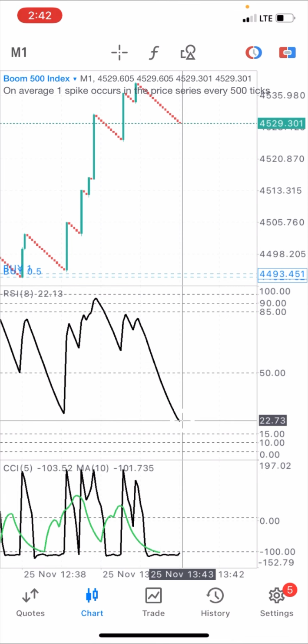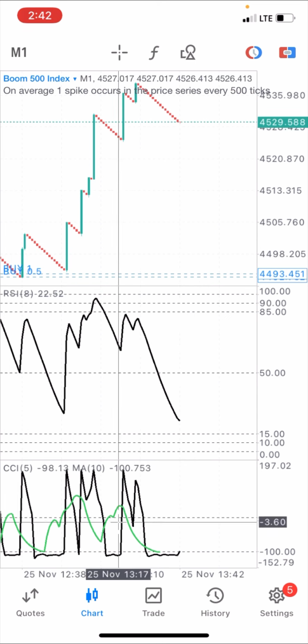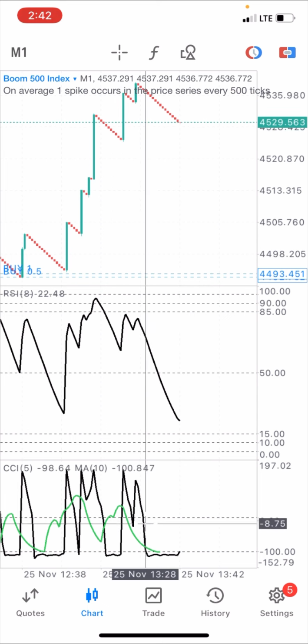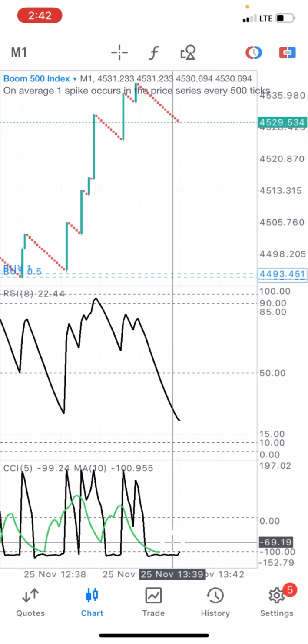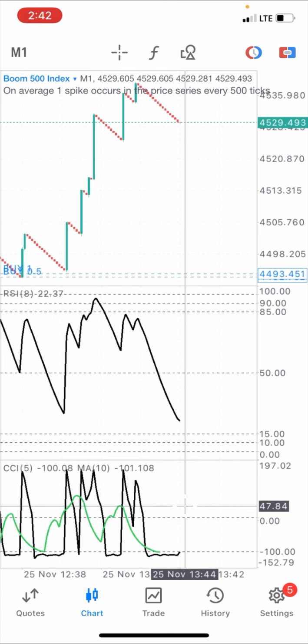If it drops below level 50, very well. Observe that the green line, the moving average here on your CCI, is around level 100. It has dropped to level 100. As it stands right now, price might spike any moment from now.